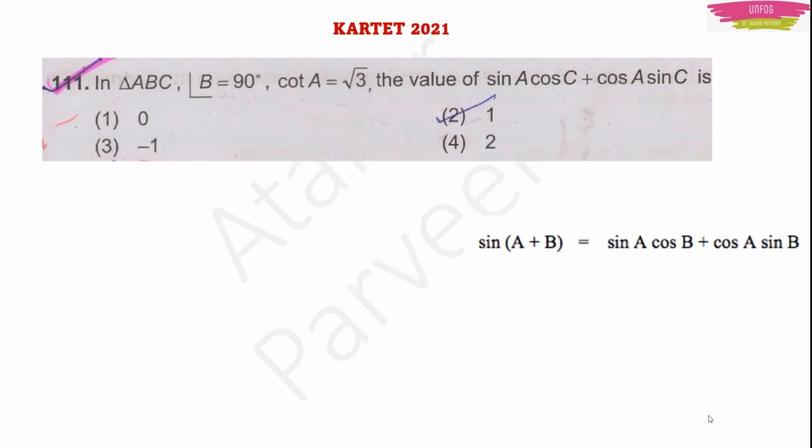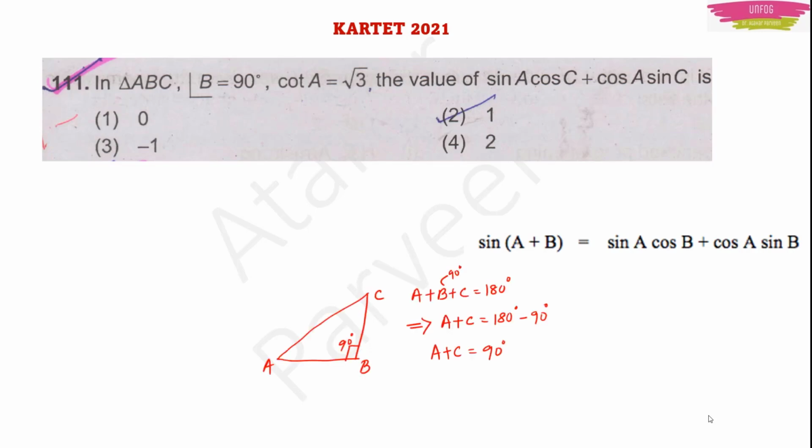Another question, this is coming from a previous year TET exam. The question is, in triangle ABC, angle B is equal to 90 degree. Cot A is equal to root 3. The value of sin A cos C plus cos A sin C is. By seeing the question, only one identity came to my mind. Just now I told you, right? It is sin A plus B is equal to sin A cos B plus cos A sin B. Write this identity on the side and then you try to solve this sum.